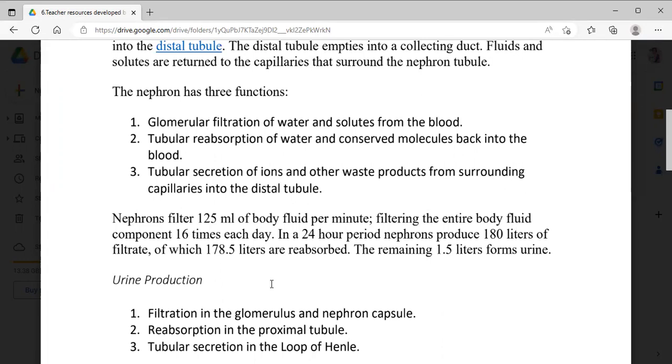The nephron filters 125 ml of blood body fluid per minute, filtering the entire body fluid component 16 times each day.